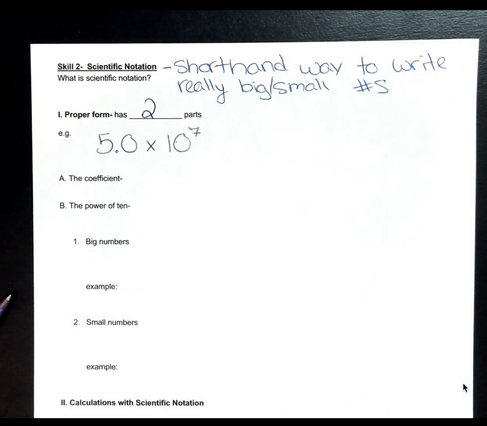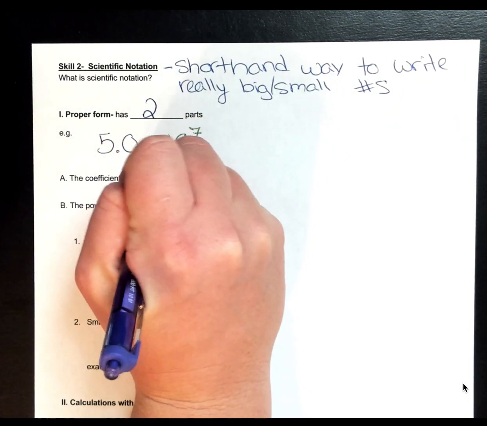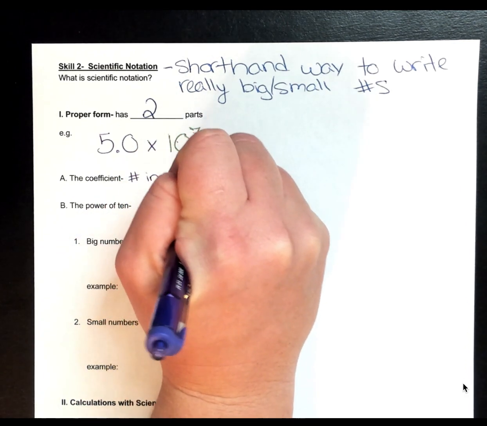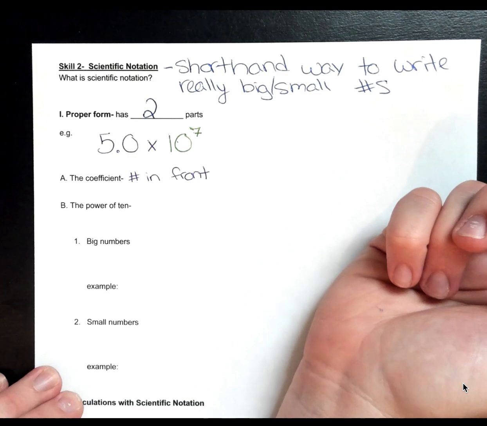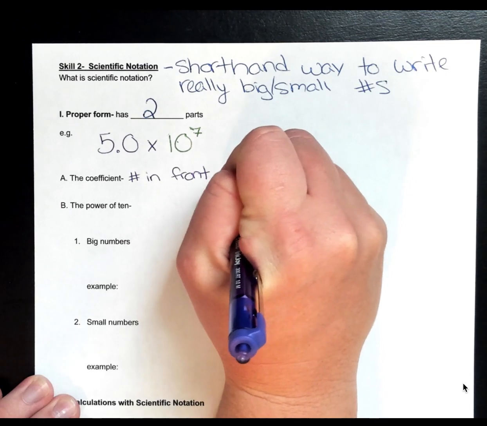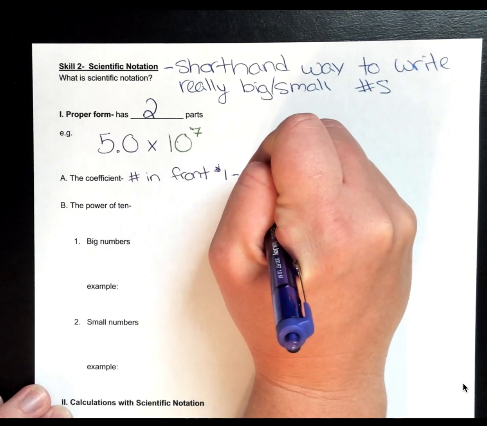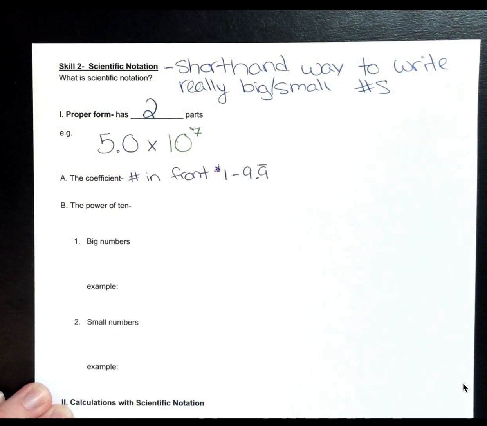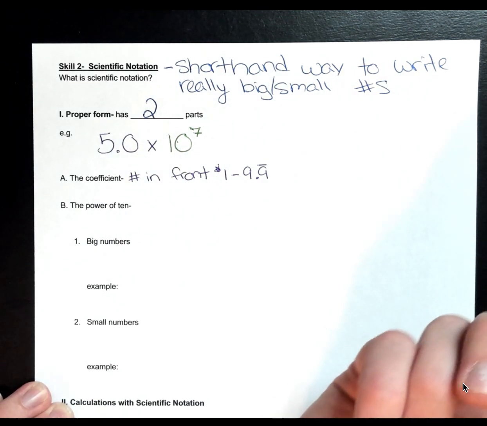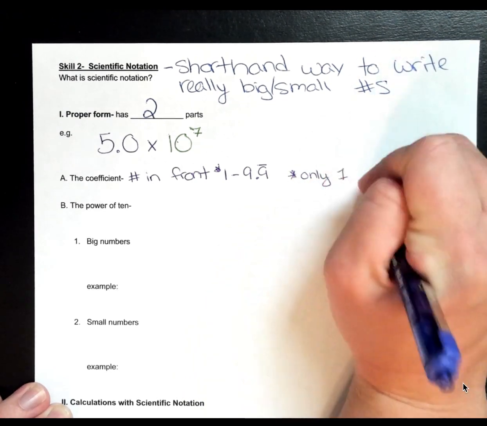Okay. So the coefficient is essentially just my number in front. And the important thing to note about my number in front is it's going to be something between 1 and 9.9 repeating, okay? But the key is we only ever want one number in front of our decimal. I'm going to make a little note here. So only one digit in front of the decimal.